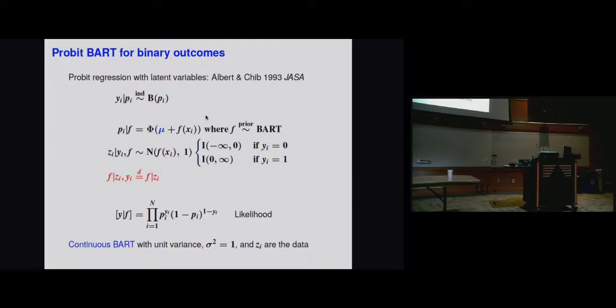Basically, you have your binary indicator, and it's Bernoulli with some probability p. And this p, we want to model by f, okay? So f is our BART function. The BART has the BART prior.